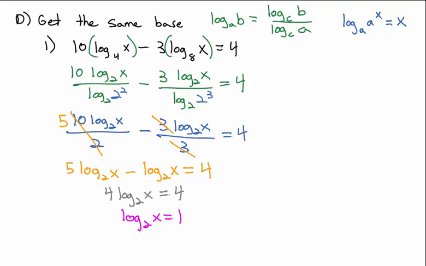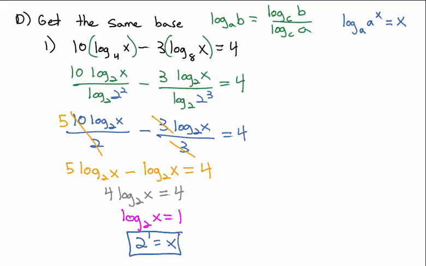Now all that's left is to convert this to an exponent. 2 to the first power equals x, or simply 2 equals x. We've got our solution. And what made this problem work was we identified a convenient common base so that we could start working with the logs together as a group.